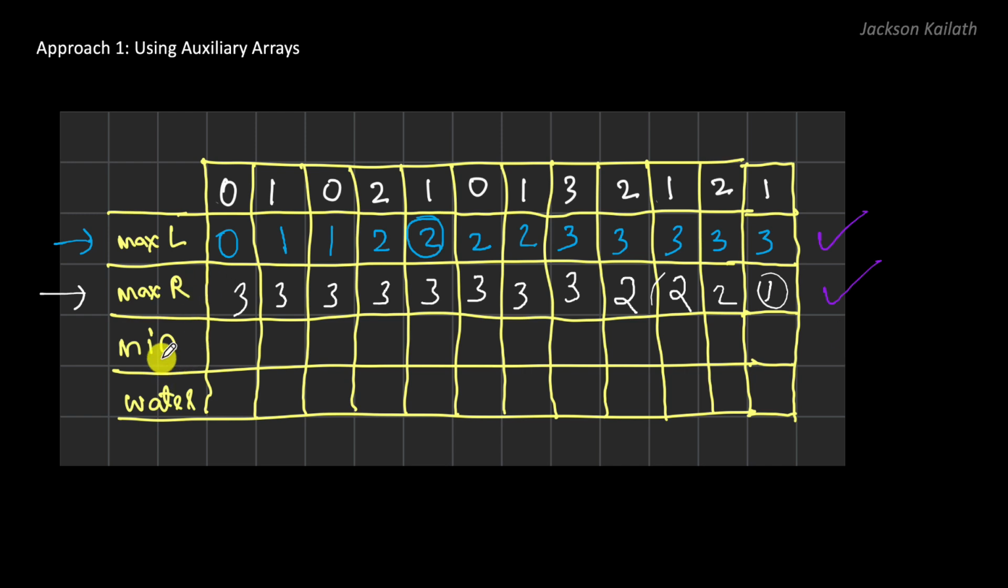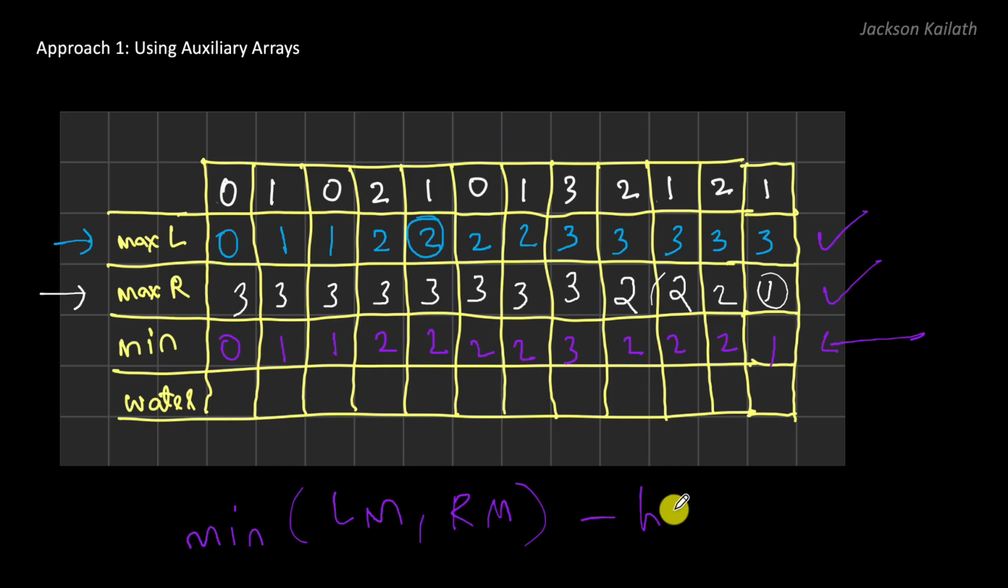Now we just need to find the minimum between these two. So the minimum between 0 and 3 is 0, between 1 and 3 is 1, between 1 and 3 again is 1, between 2 and 3 is 2, and over here we have 2, 2, 2, 3, 2, 2, 2, and 1. So these are the minimum values. And we have discussed that you just need to find the minimum between left max and right max, and then from it you'll have to subtract height at index I.